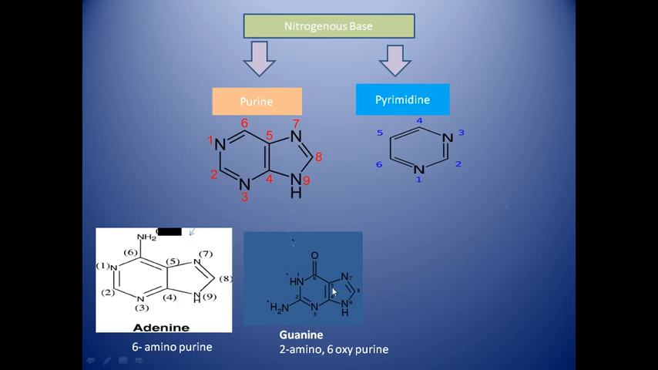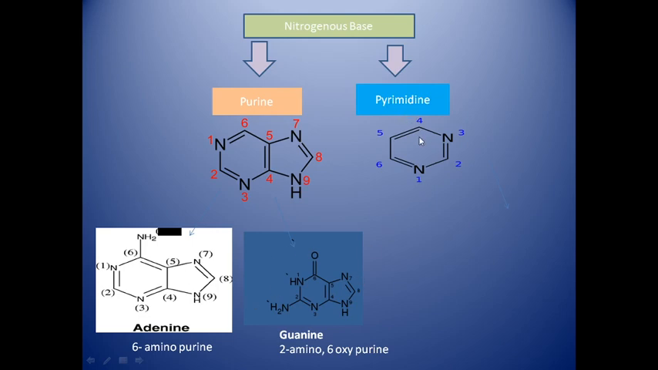Okay, another is guanine. In guanine, at the 6th position of the purine structure we have an oxy group, and at the 2nd position we have an amino group. So we will name guanine as 2-amino-6-oxypurine. Okay, now these are the similar bases which are formed in DNA. Here in RNA also we have adenine and guanine.